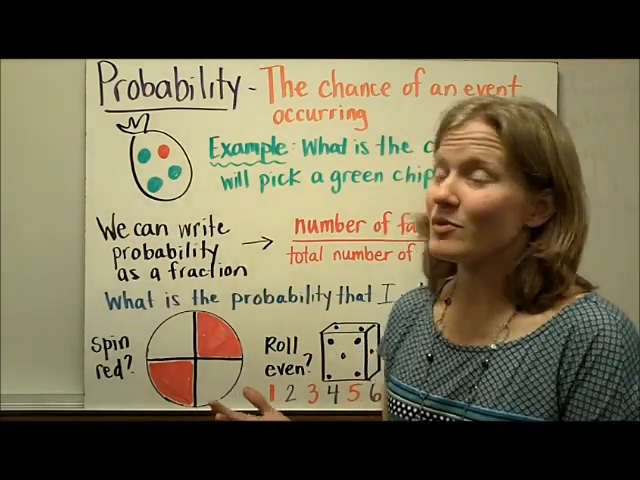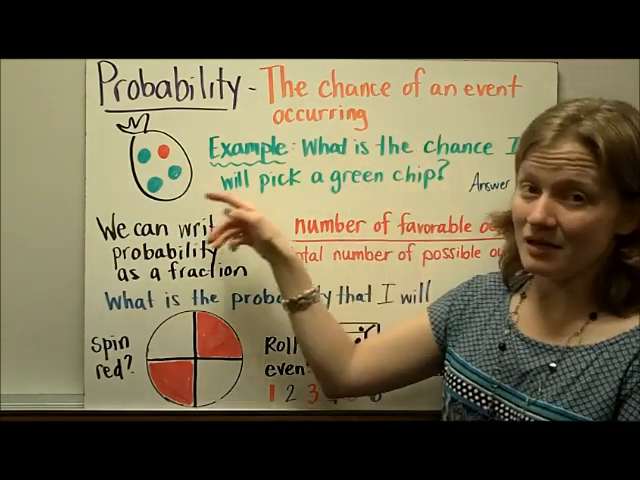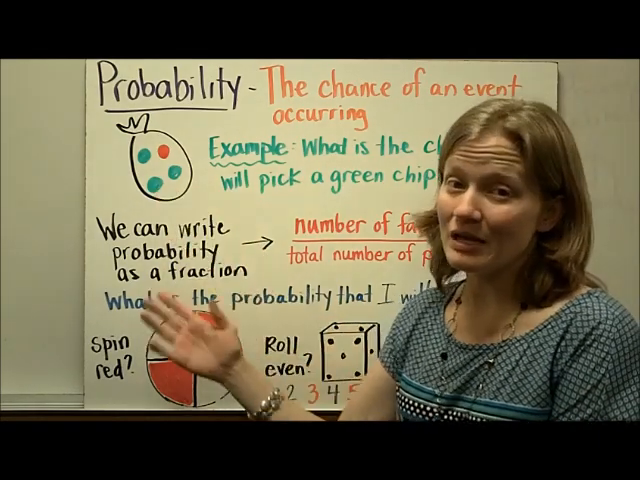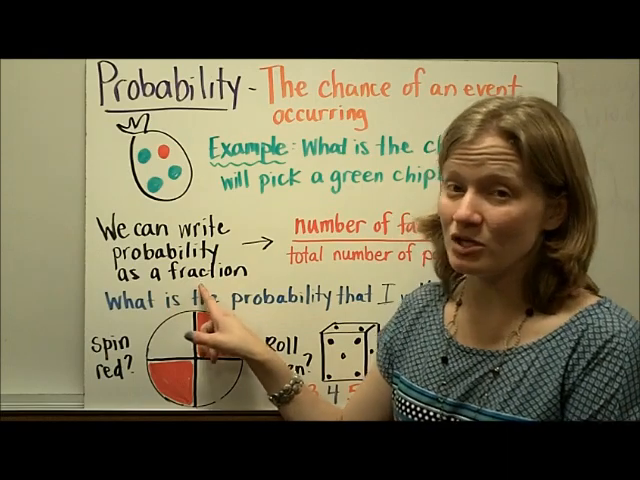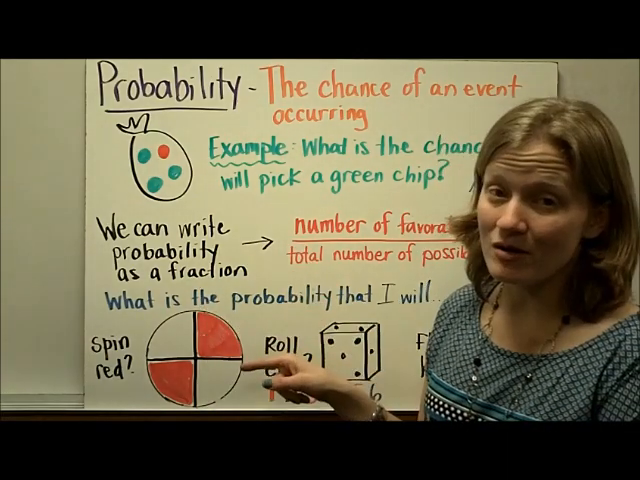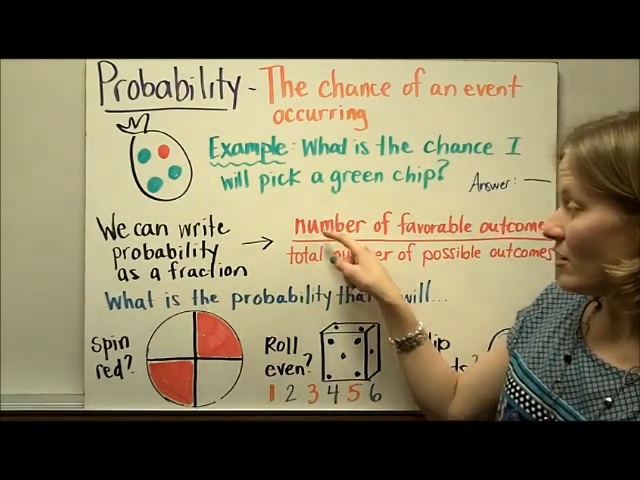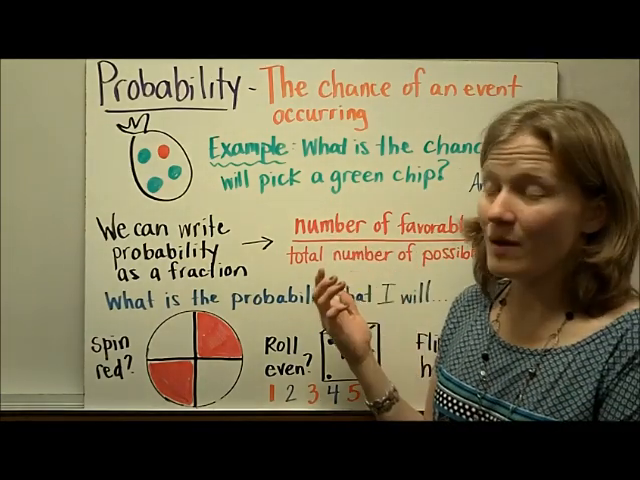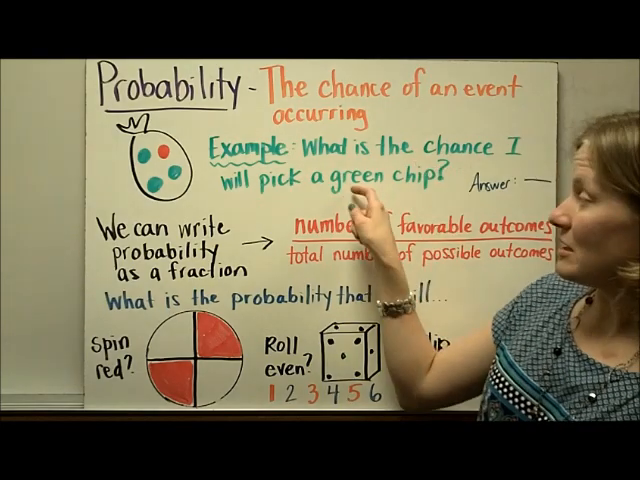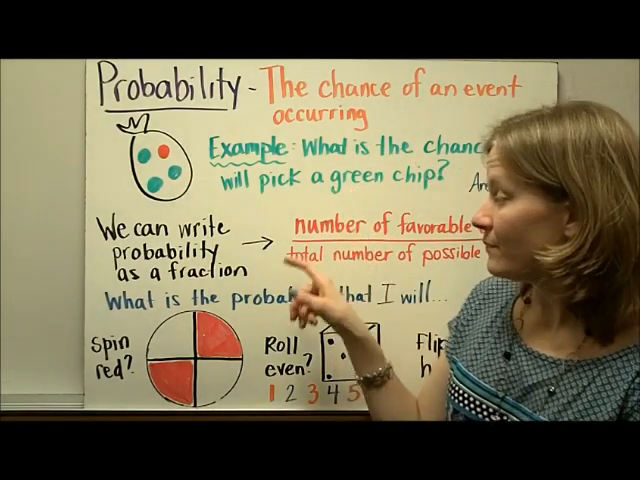Well, in order to figure out the probability or the chance that I'm going to pick a green, let's look at how probability is written. Probability can be written as a fraction. And here's how we figure out what the numerator and the denominator would be. The numerator, or the number on top, is the number of favorable outcomes, or the outcome that we're looking for. In this case, picking green would be our favorable outcome.